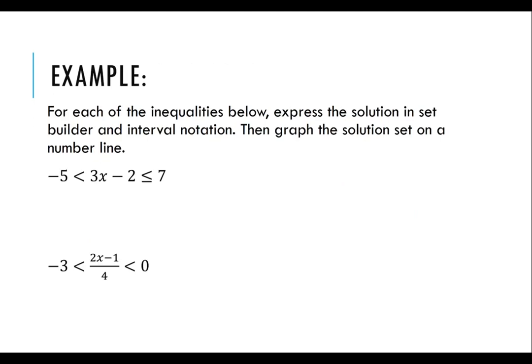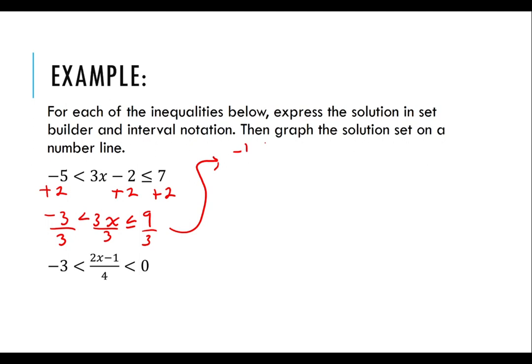So for each of these, we're going to do the same thing. If I have negative 5 is less than 3x minus 2 is less than or equal to 7, step 1, isolate the x in the middle. So add 2 to all sides. That's then negative 3 is less than 3x is less than or equal to 9. Then divide by 3. Then I get negative 1 less than x less than or equal to 3. Remember that I divided by a positive number, and so no direction of the inequalities change.